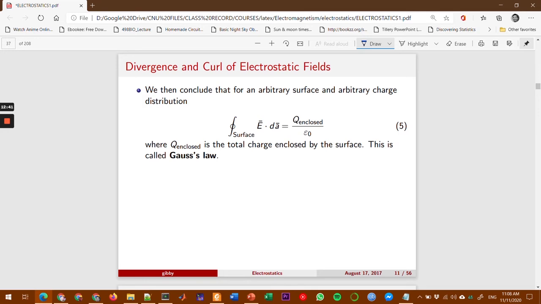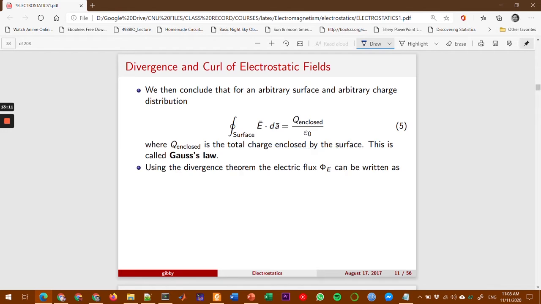So when Q enclosed is the total charge enclosed by the surface, this formula is actually Gauss's law, the famous, popular equation. This will come in handy when we encounter problems involving electric field. It is a lot easier to handle this than Coulomb's law, right?